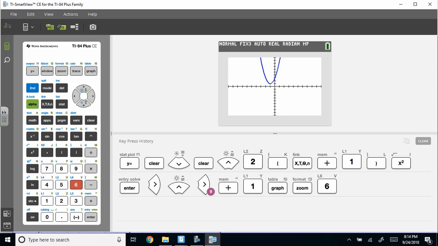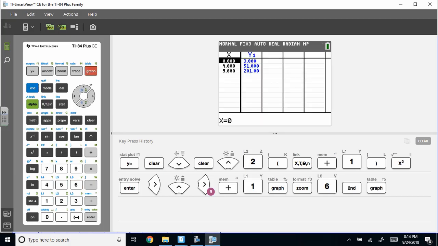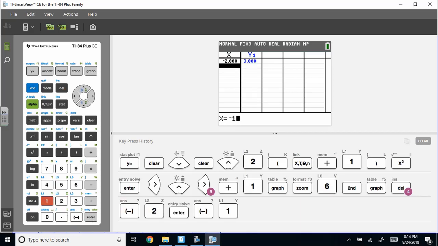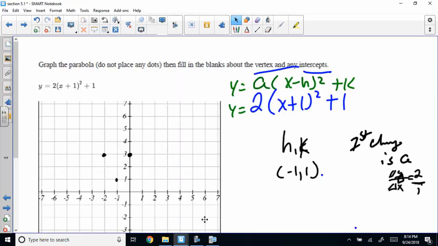So you can't really tell a lot from that, but you can if you look at a table, right? So I like tables. You like tables? Here we go. So we're going to delete those, and let's see. We said it was -1, right? So let's put -2, enter, -1, enter, and 0, enter. Ladies and gentlemen, it should be up at 3 and 1 and 3, right? Y'all agree? Okay, good. Let's go back and look at our graph. Hey, that's exactly what we got, right?